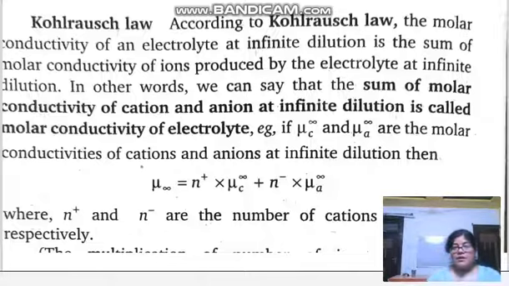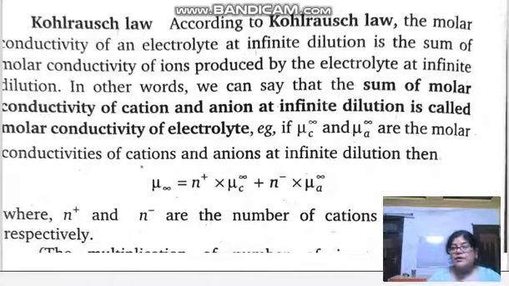Listen. In other words, we can say it is the sum of the molar conductivity of cation and anion at infinite dilution. That means if we have a solution which is highly diluted, then if we find the sum of the cations and anions present in that solution, that gives us the molar conductivity of that total electrolyte. So Kohlrausch's law is represented by lambda C and lambda A, that means for cation and for anion, at infinity, that means for infinite dilution.